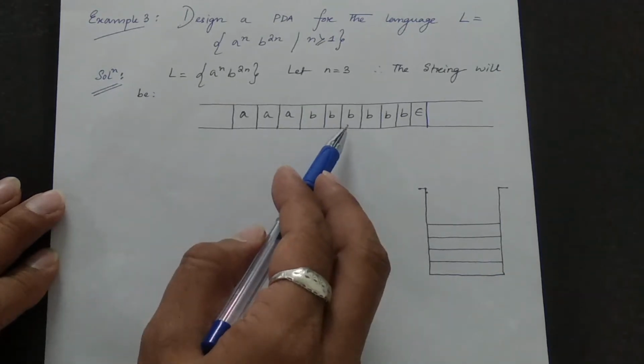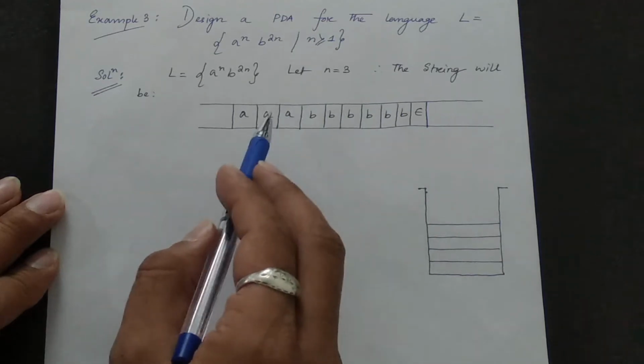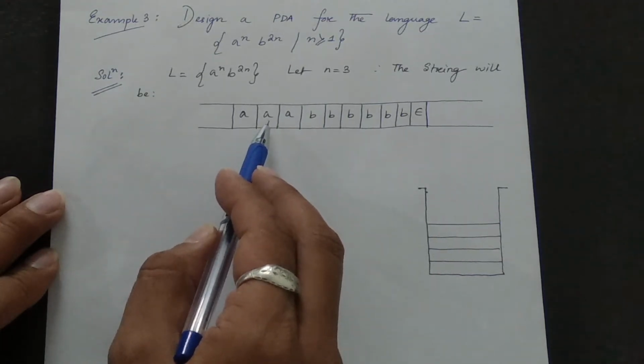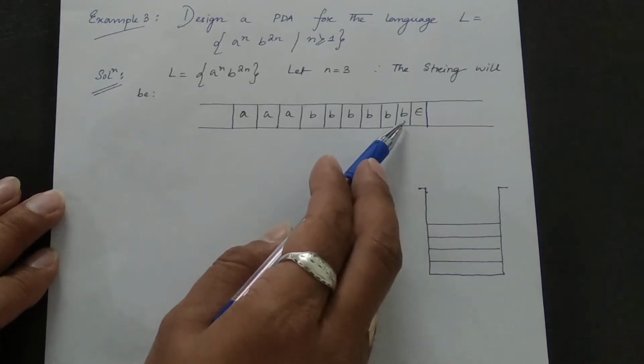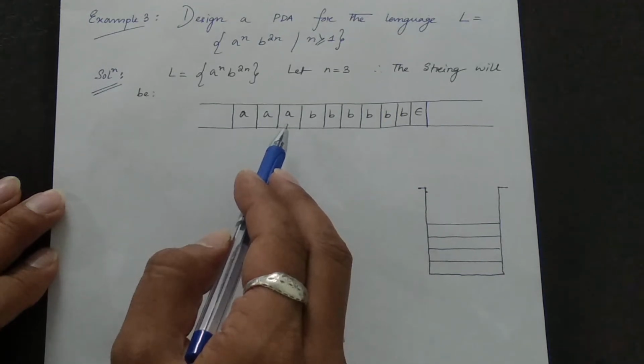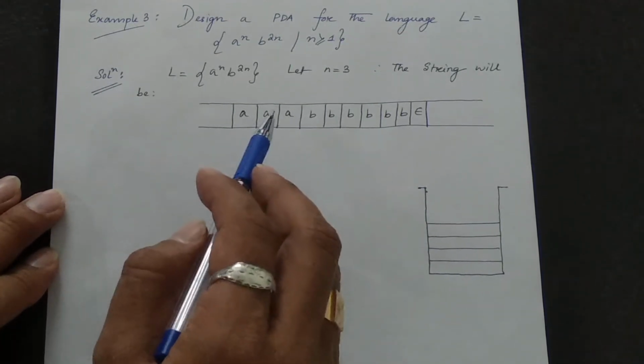Similarly, for the third B, I will only read the B. That means I will skip the transition, that means skipping the pop operation. And on the fourth B, I will pop the second A. And similarly, for the fifth B, I will only read the element and I will skip the transition. And for the sixth B, I will pop the third A. So this is my logic behind this.